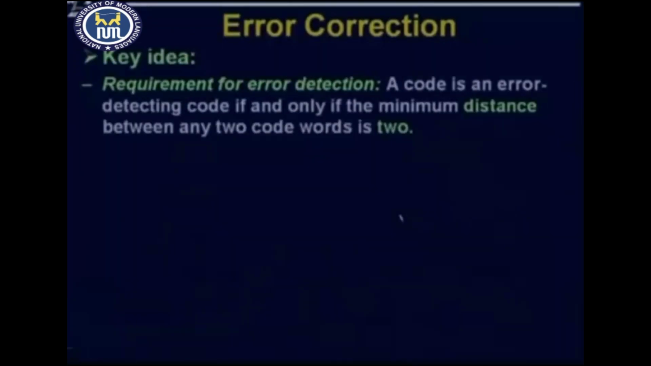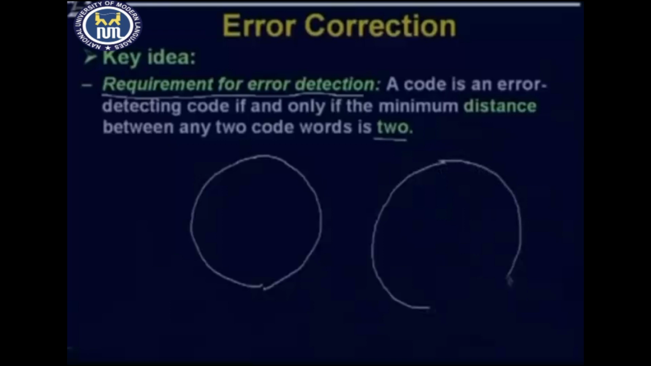So let us see the basic idea. The basic idea is to have more redundancy, in particular by using distance. For example, whenever you are performing error detection, the requirement is an error detecting code if and only if the minimum distance between any two code words is 2. So what you can do is all the codes can be identified into two groups, which are like two sets. One is called code word and the other is non-code word.